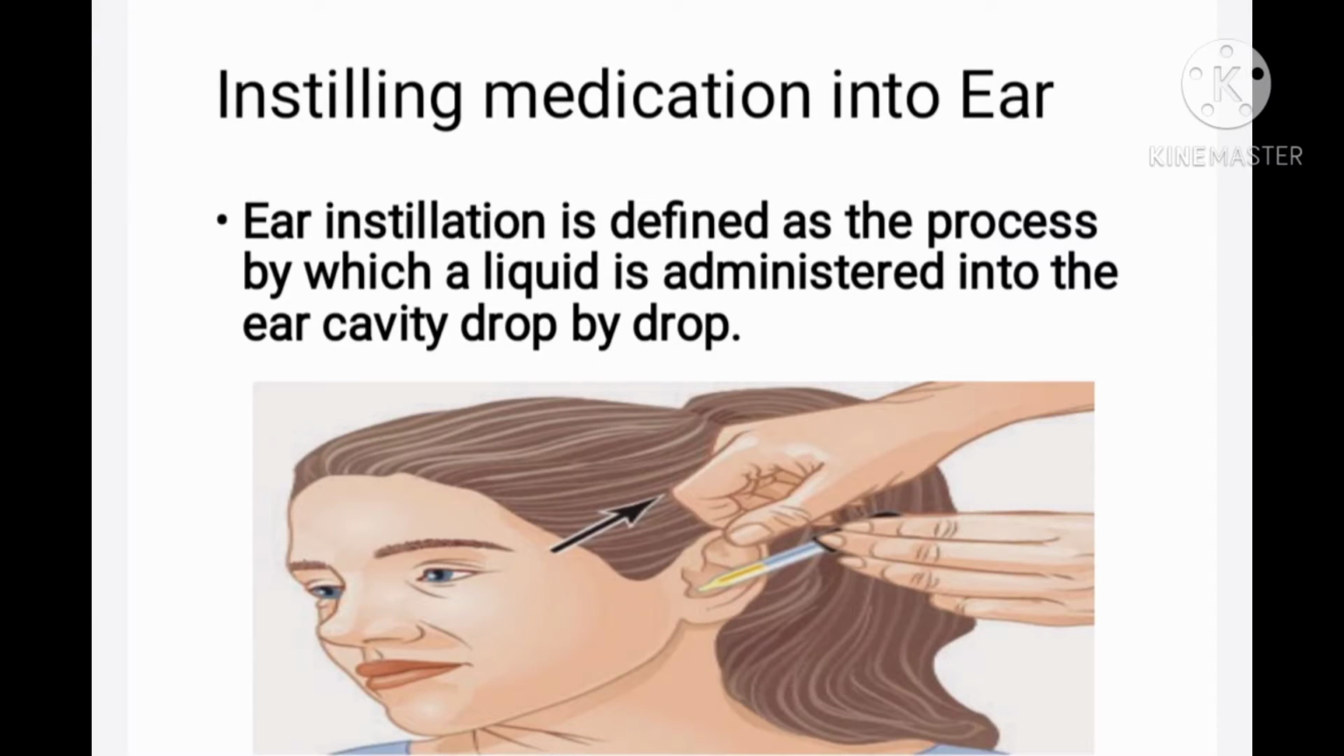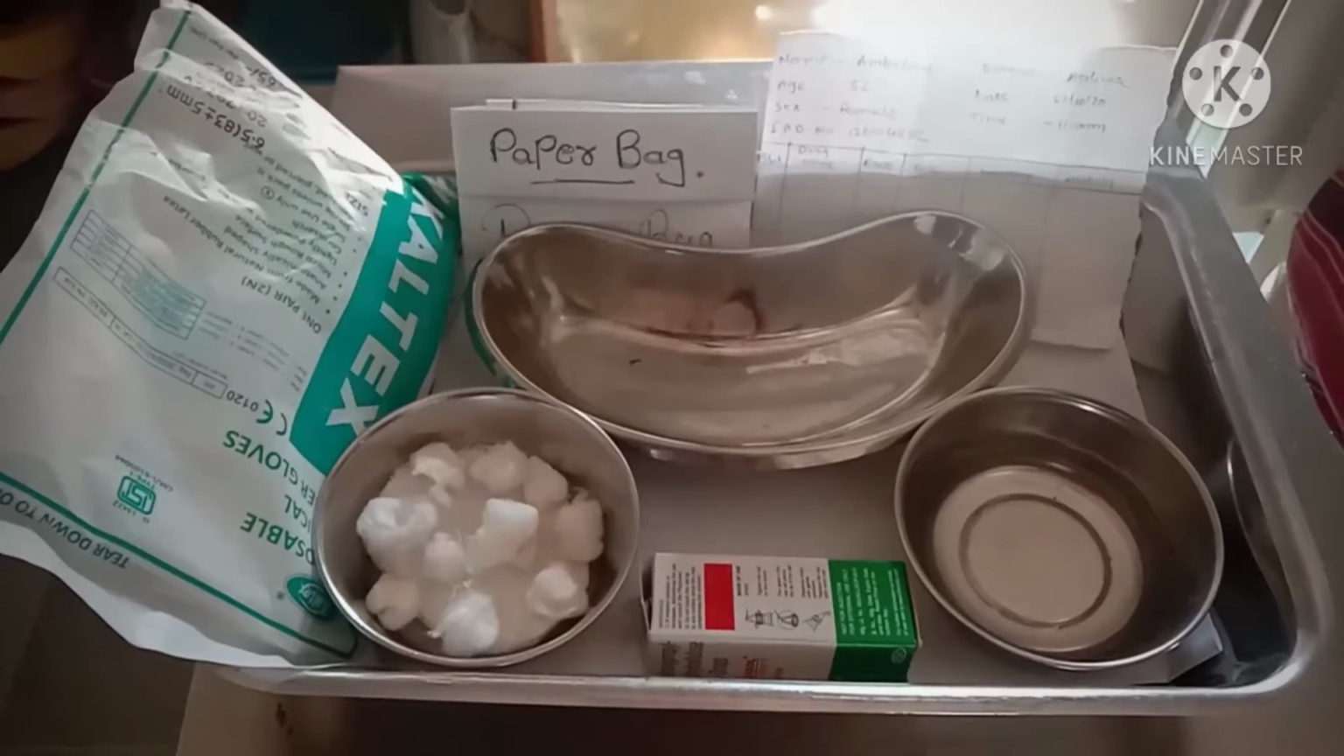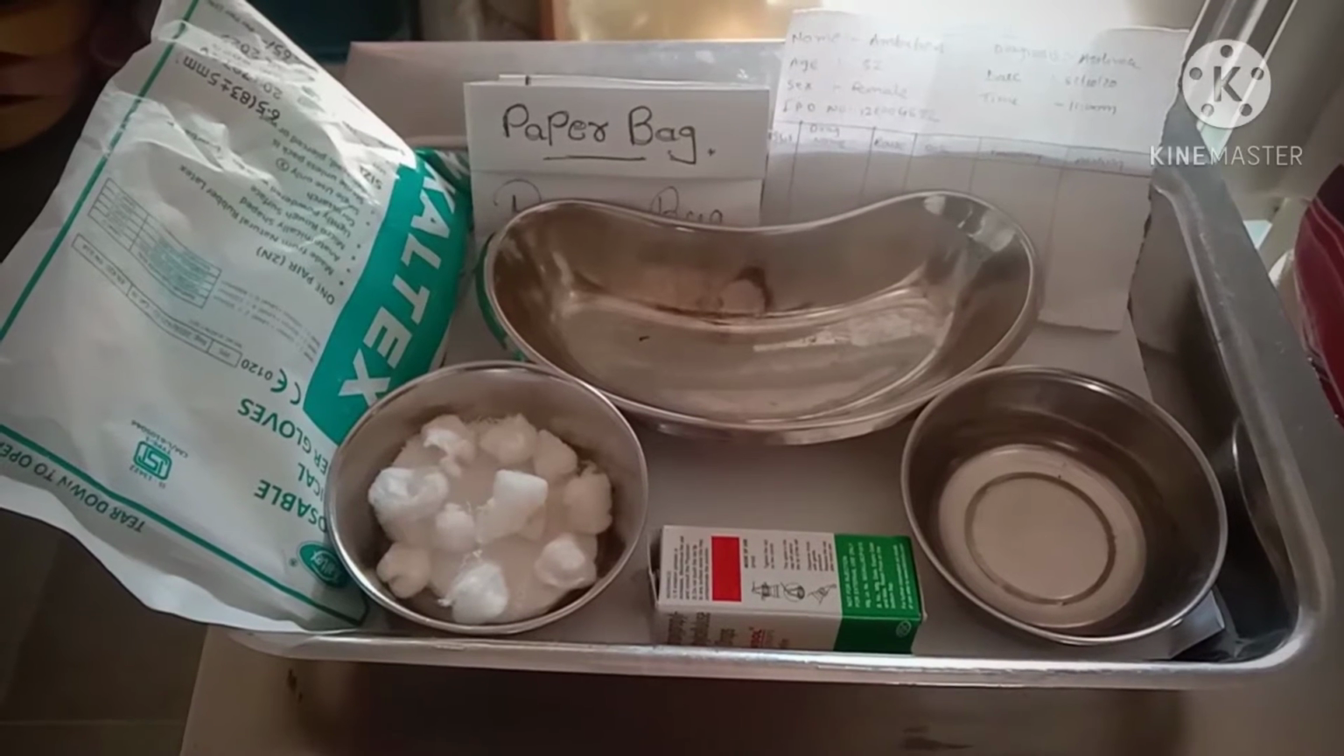After the procedure of eye instillation, now we will see the procedure of ear instillation. So, the definition of ear instillation: it is the process by which a liquid is administered into the ear cavity drop by drop. A tray containing for ear instillation.